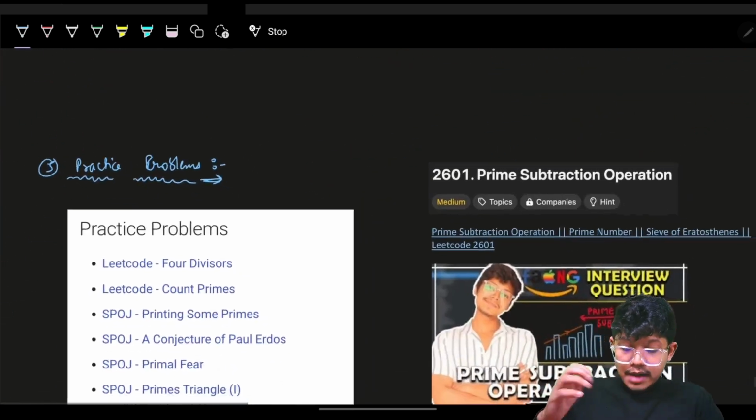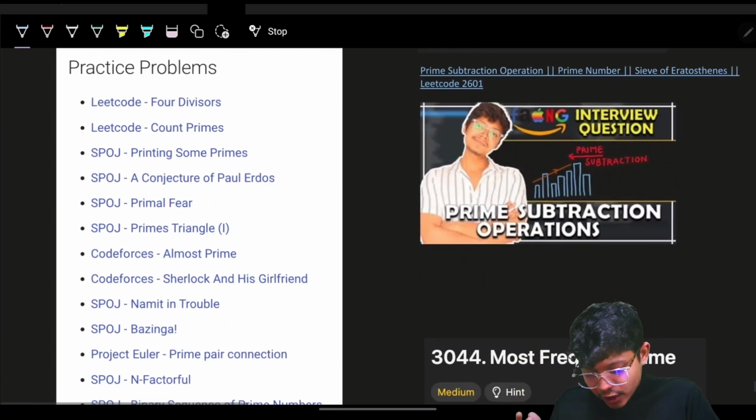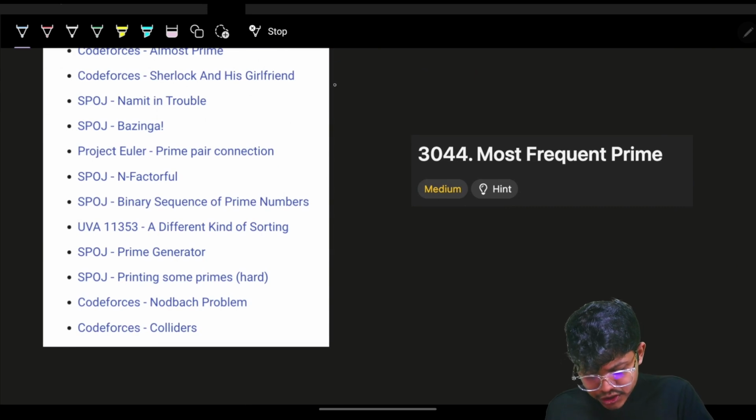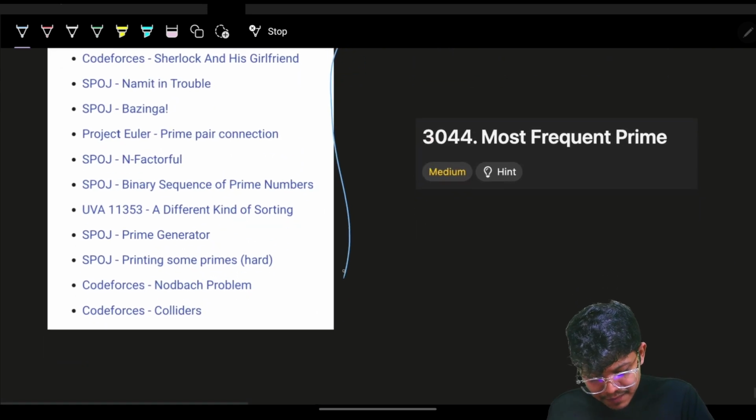Cool. Now comes the last portion, which is the problems which you can try. You can try all these problems. It is a mixture of everything, like Codeforces, SPOJ, UVA, like everything.